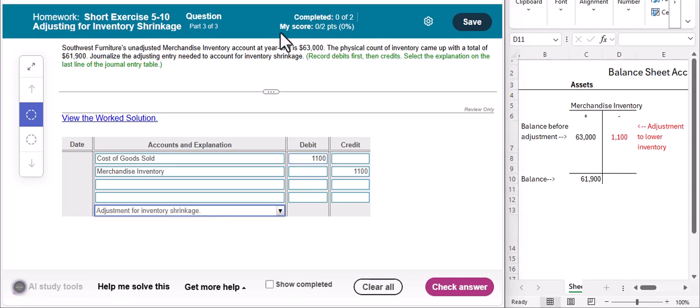After this journal entry has been recorded, then we would go and do the posting to the T accounts or the ledger, and that's it. Let's go ahead and check our answer. Well done.